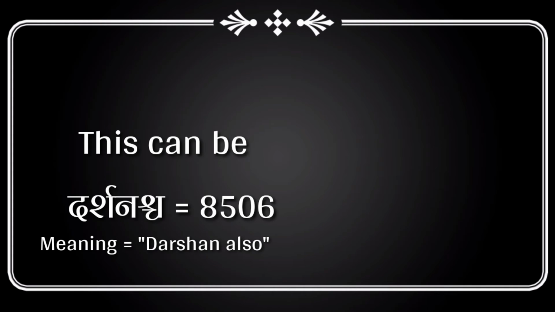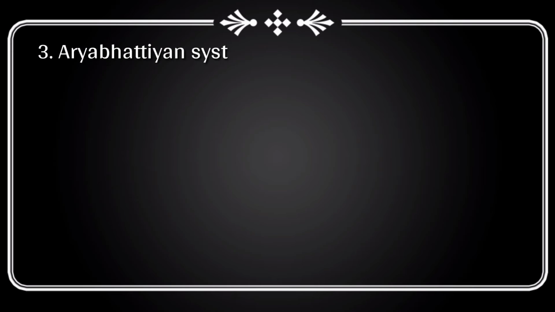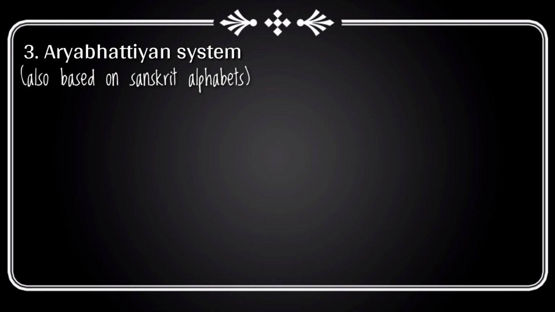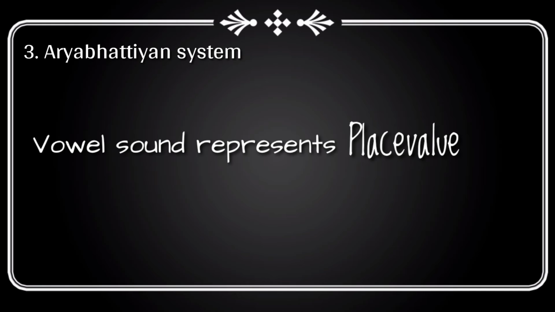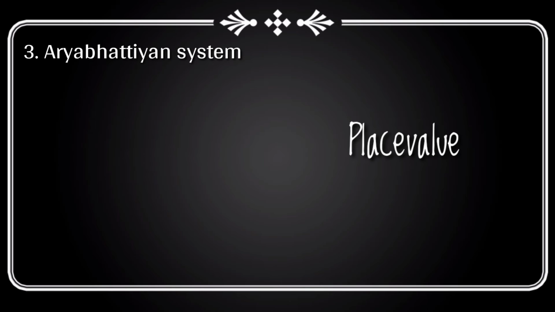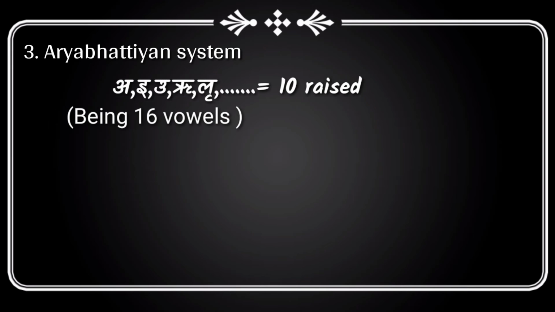That is the ARYABHATTIYAN system of numeration. In the ARYABHATTIYAN system of numeration, it is also based on the same arrangement of consonants and vowels. It may be the mother of the KATAPAYADI system. Unlike the KATAPAYADI system, it has a difference. The difference is that the vowel sound will represent the place values. It means it can only represent a limited amount of numbers. It can only represent numbers up to 10 to the power of 16, right?